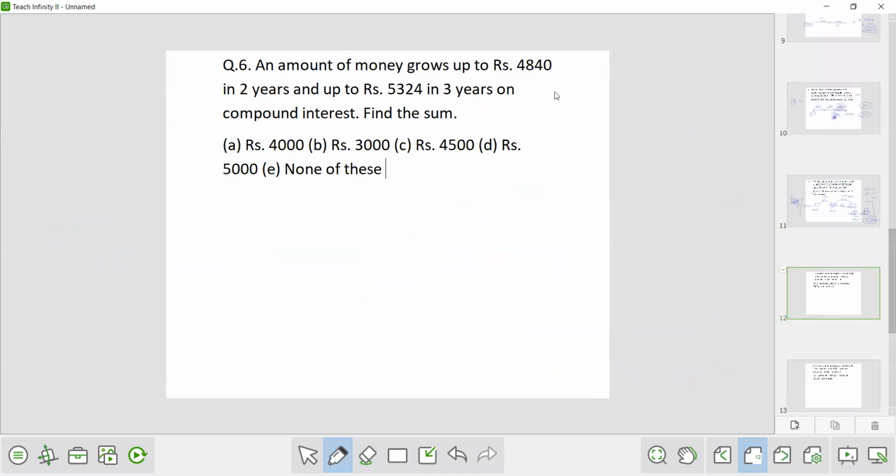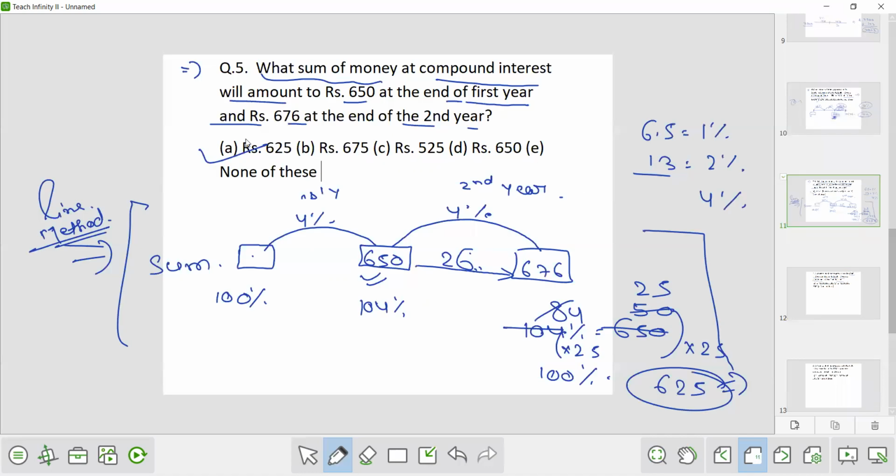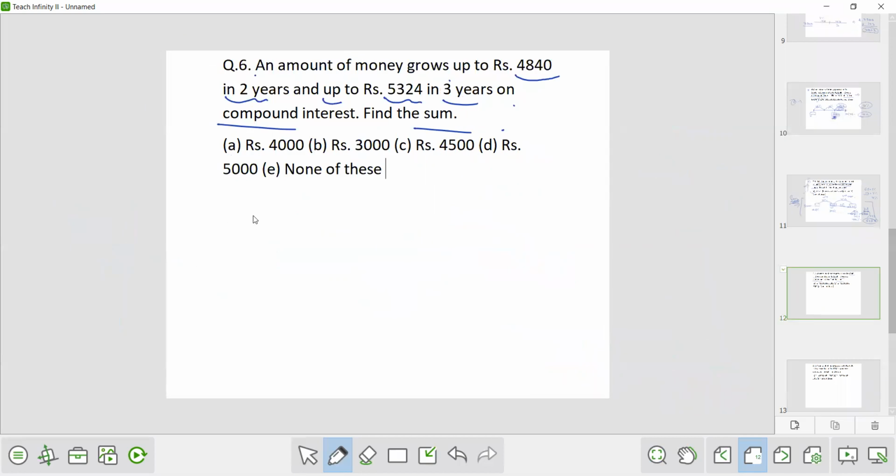Okay, friends. Now the next question. An amount of money grows up to 4840 in 2 years and up to rupees 5324 in 3 years on compound interest. Find the sum. Exactly the question which we have discussed here, on the same pattern. Here it is saying that there might be some principal.